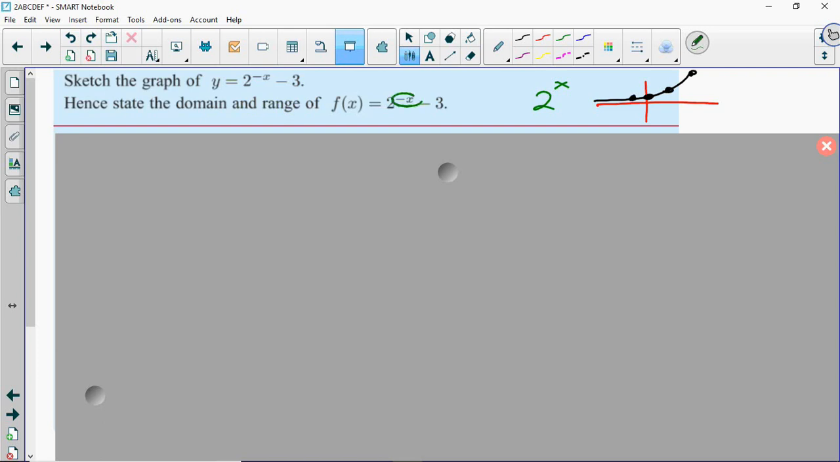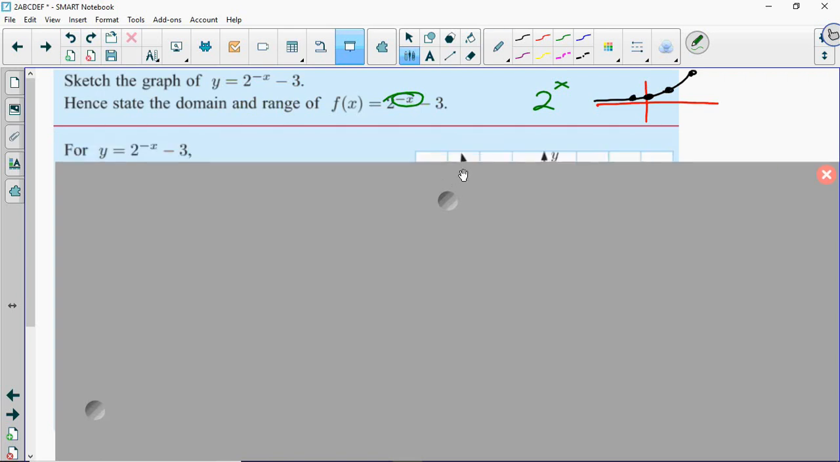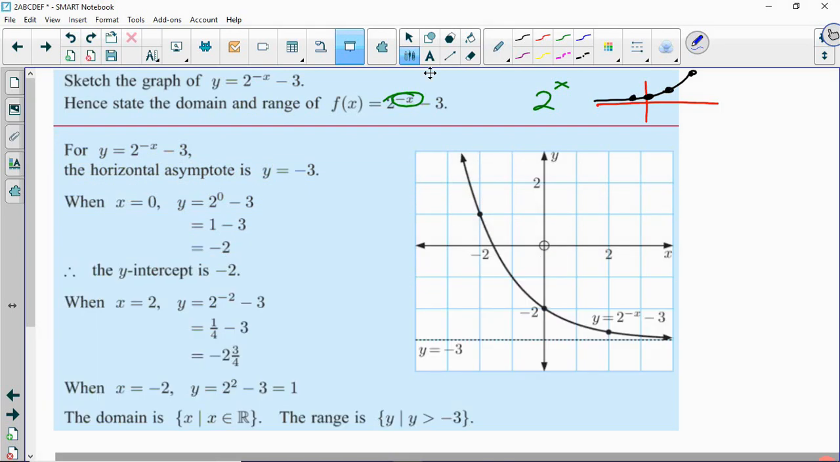So we see that this is a negative x here. So that means that we're going to reflect over the y-axis. Okay, and then we're going to move down 3 units. And that's exactly what we see here.